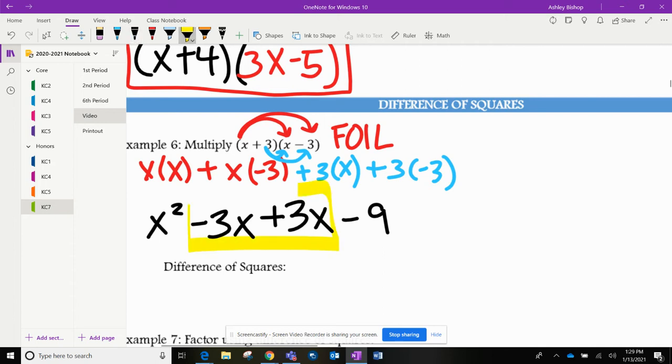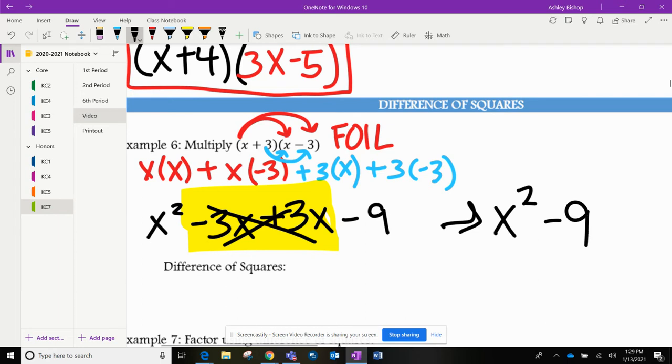Okay, and then I know that I need to clean up my middle two terms. They should combine. So my middle two terms, -3x plus 3x. Well, those are going to cancel each other out. So I'm going to be left with x squared minus 9. -3 plus 3 is 0. Okay? So x squared minus 9 is what I'm left with.